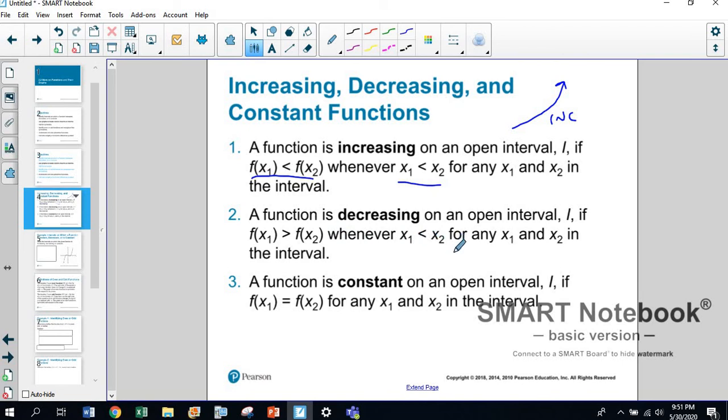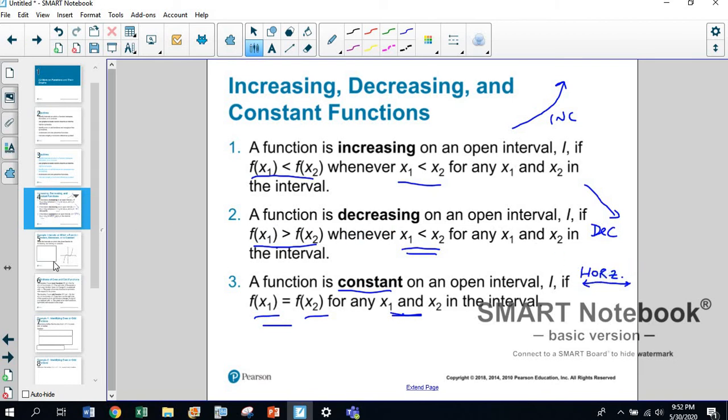Okay, a function is decreasing on an open interval if f of x1 is bigger than f of x2 whenever x1 is less than x2. So as the x's increase, the y's decrease, hence decreasing, and that means it's looking something like this. That's what decreasing means. And then constant just means that the y values aren't changing even though the x values are changing. The y values are staying the same, so that's constant. And graphically, a constant function looks like a flat line, a horizontal line. All right, a horizontal line is a constant function.